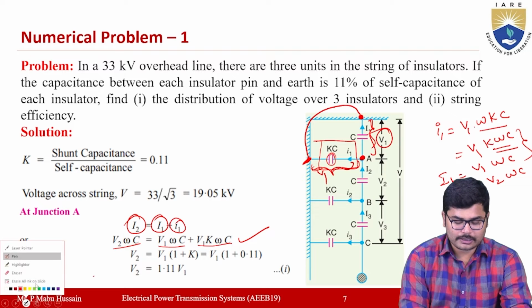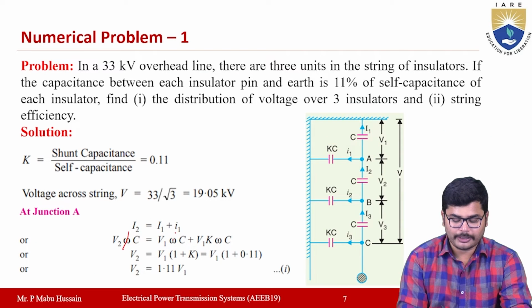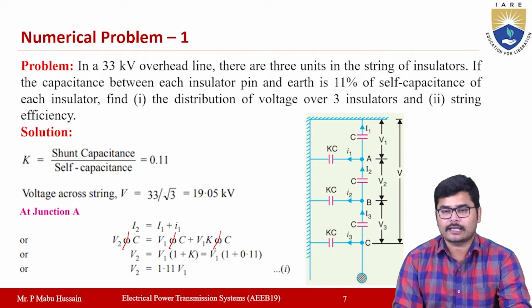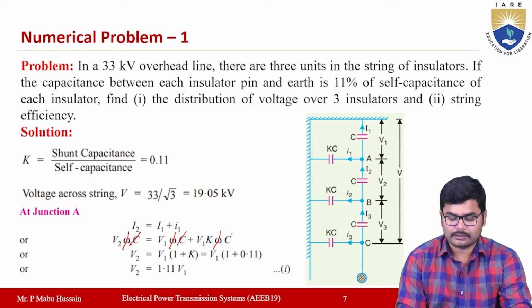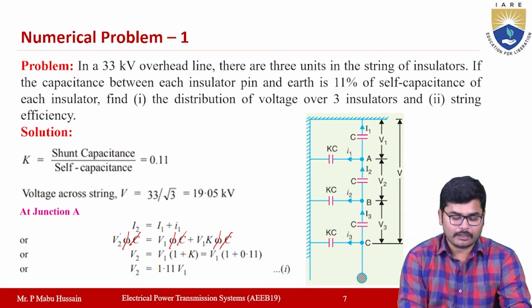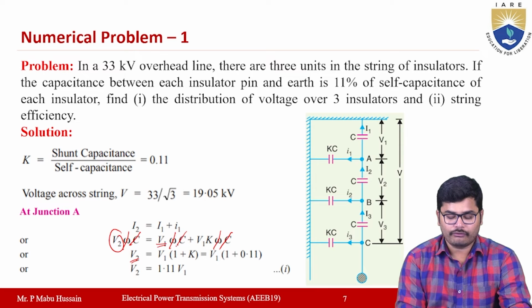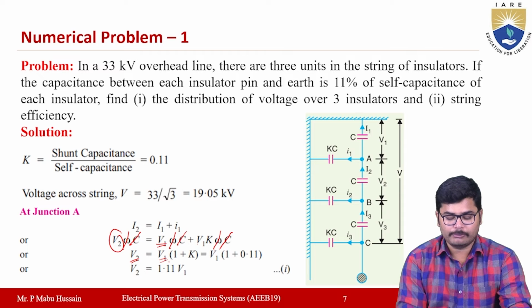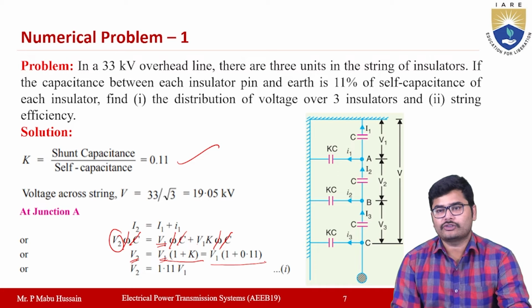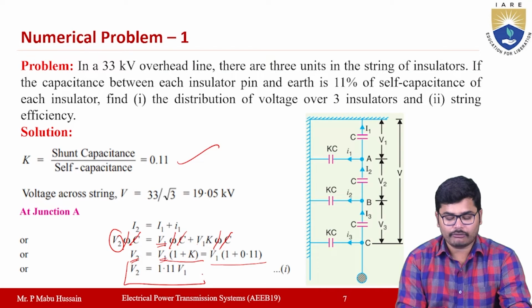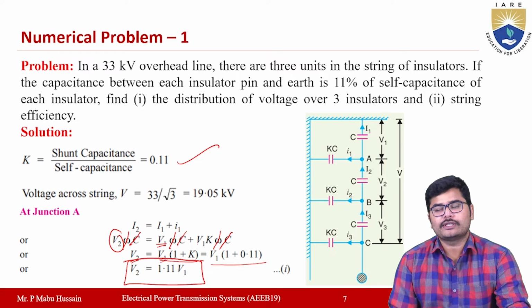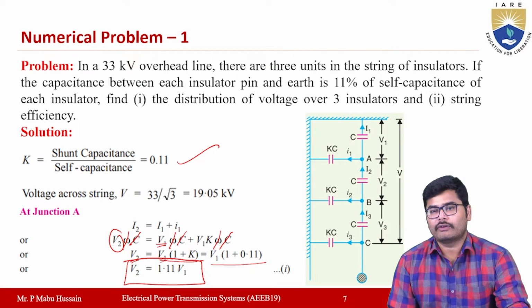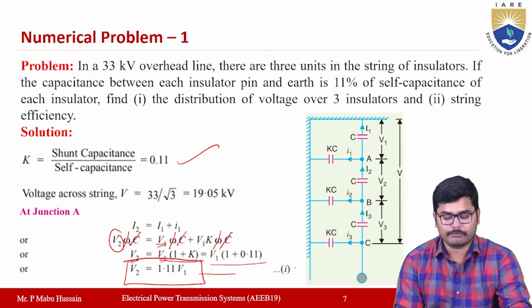So now from this, if you observe, omega will get cancelled. Also the value of C will get cancelled. So the remaining is V2. V2 is equal to V1 plus V1 into K. If you take V1 as common, then V2 will be equal to V1 into (1 plus K). The value of K is 0.11, so V2 will be equal to V1 into (1 plus 0.11). So finally you are getting the value of V2 in terms of V1 as V2 is equal to 1.11 V1. Let it be equation number 1.